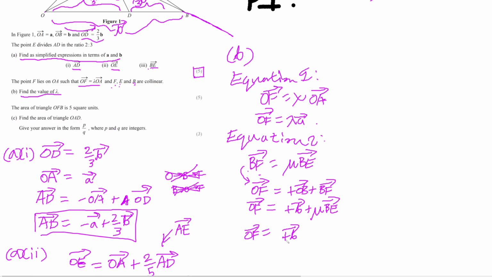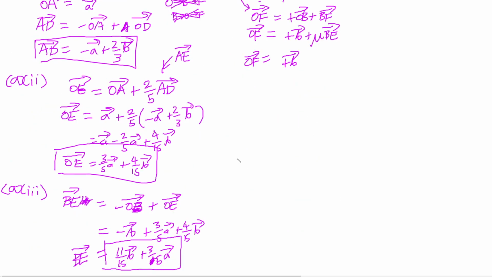Okay, so putting that aside, just correcting that error by making all of these B vectors positive, as we're looking at positive OB, journey from O to B, we substitute in the information we know about BE. So it's plus B vector plus mu times 11 over 15 B plus 3 over 5 A.